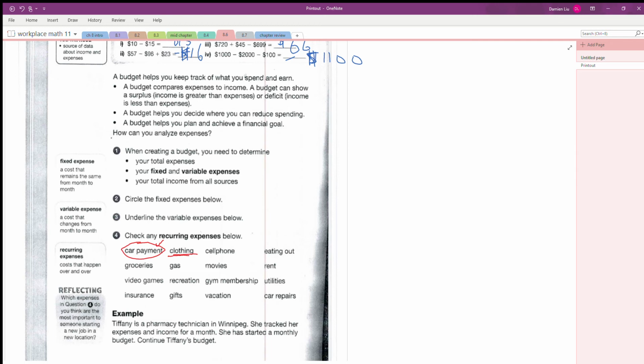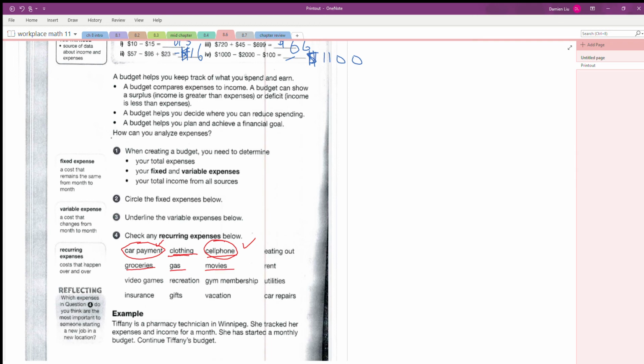Maybe if you have a job where there's a uniform you have to buy, but that's not common. Cell phone is usually a fixed expense, but it can sometimes be a variable expense, depending on if you have a cell phone plan where you exceed the number of minutes and then get charged for extra, and it is also recurring. Groceries are typically variable. We don't buy the same things every month. Gas, again, depends on how much you drive your car, that determines how much gas you spend.